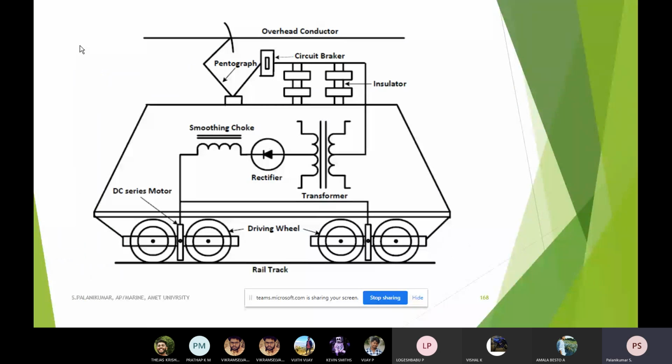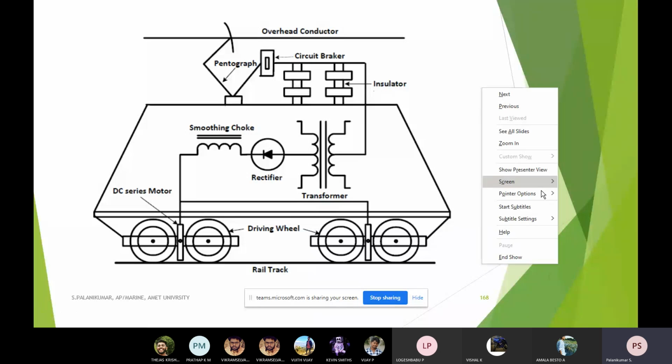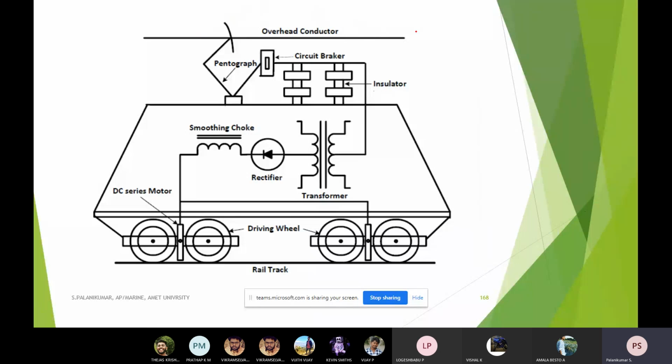This is what exactly we have in any engine, especially an electric locomotive. Here it is a schematic diagram of an electric locomotive. As we have mentioned, this is the overhead conductor. When the vehicle is moving in this direction, the pantograph will collect the current. In order to give certain pressure and have continuous contact with the conductor, it is arranged in this shape.